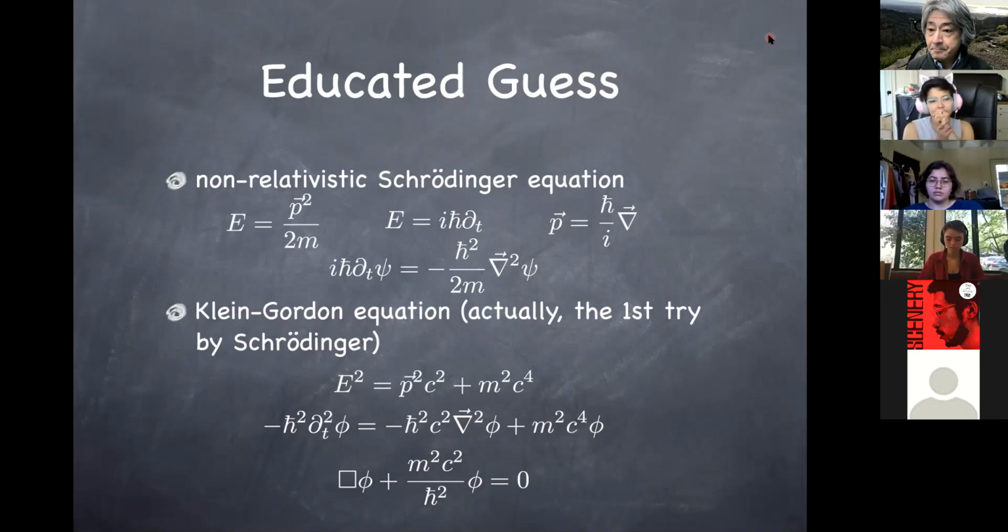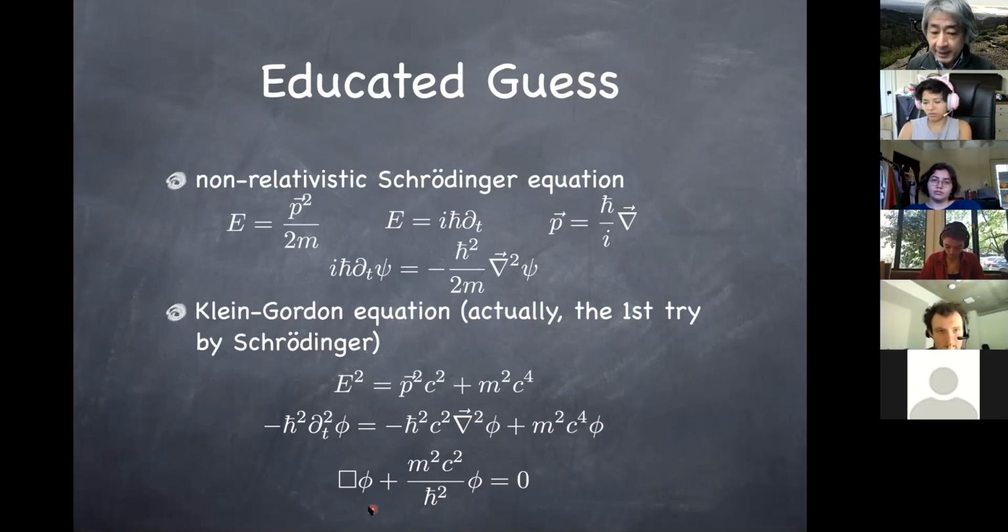Everything clear? Okay, so now that we have this field equation, we try to come up with a Lagrangian whose Euler-Lagrange equation is this Klein-Gordon equation.